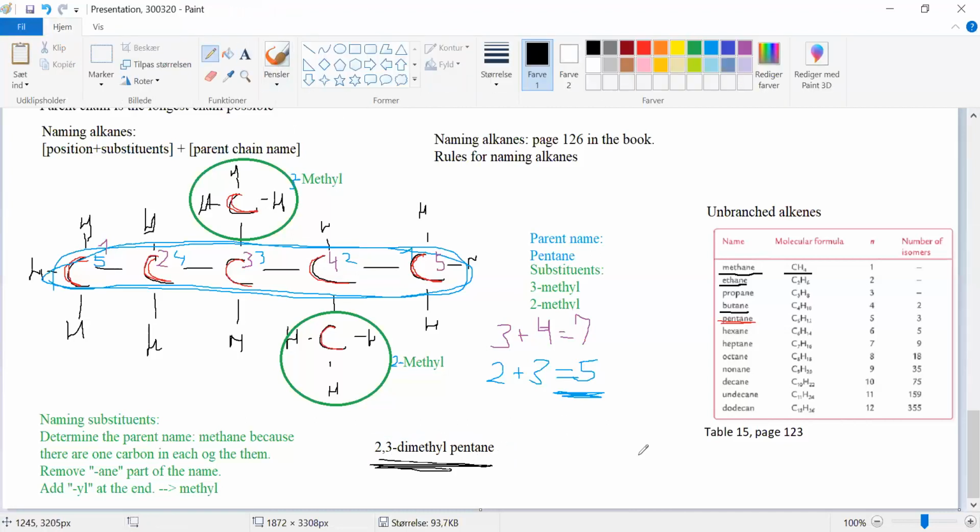So are there any questions for the naming of this molecule? Are you able to say anything? If you're not able to say anything, you can write it in the chat. I should be able to see it there.